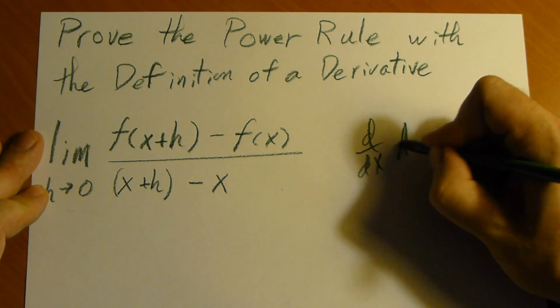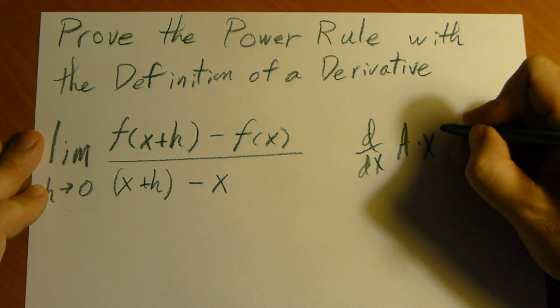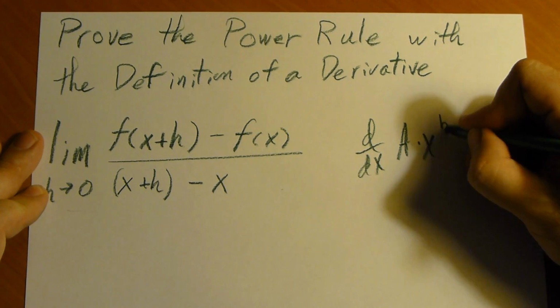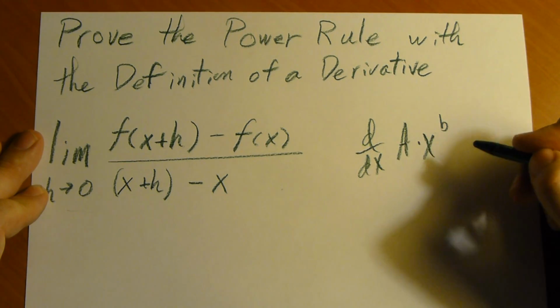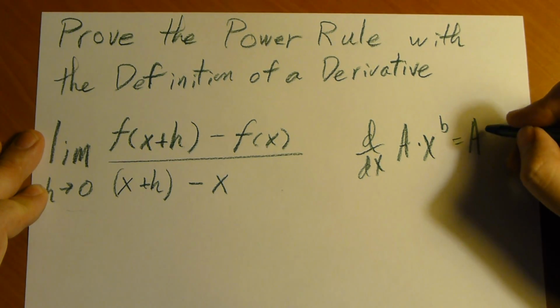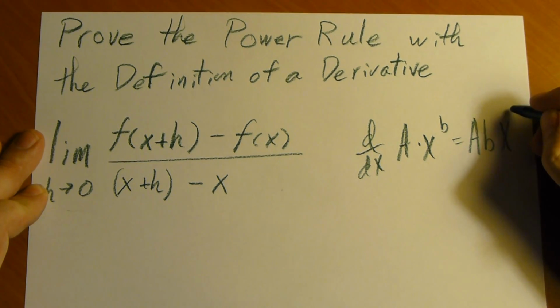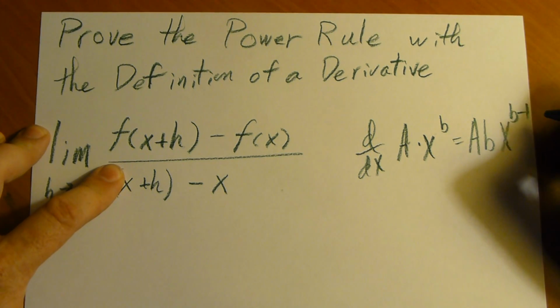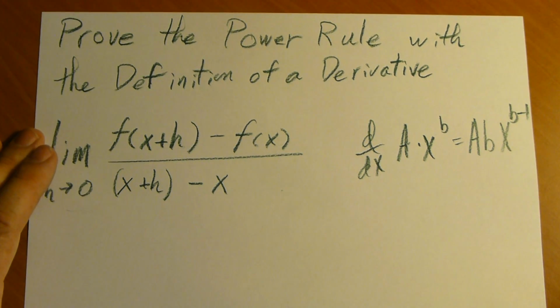And the power rule, just to review, is that when we take a derivative d/dx of a times x to some power, we'll say b, then what we get is a times b x to the b minus 1. So, let's prove this.